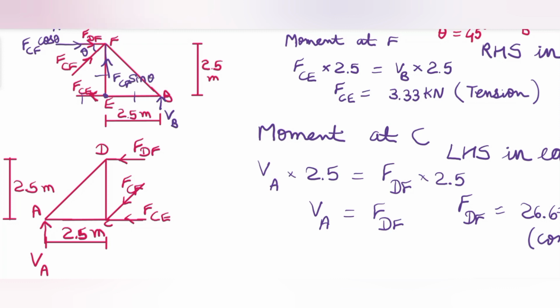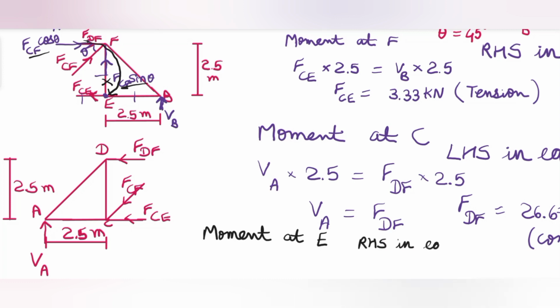Also FDF will produce moment, and VB will also produce moment about E. Let's just see all of the moments, that is the directions. This FCF sin theta won't produce any moment because it is passing through joint E. FCF cos theta will be producing clockwise moment. Also FDF will produce clockwise moment. VB will produce anticlockwise moment.